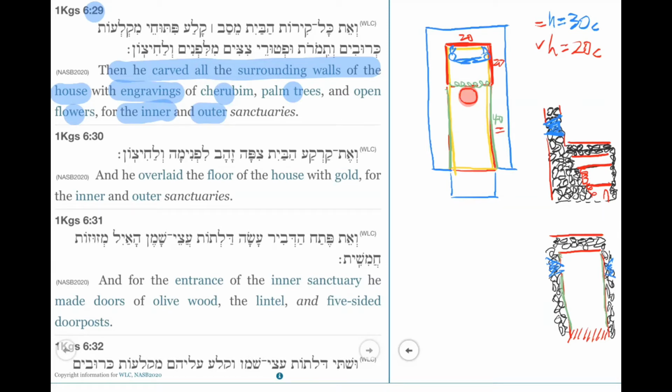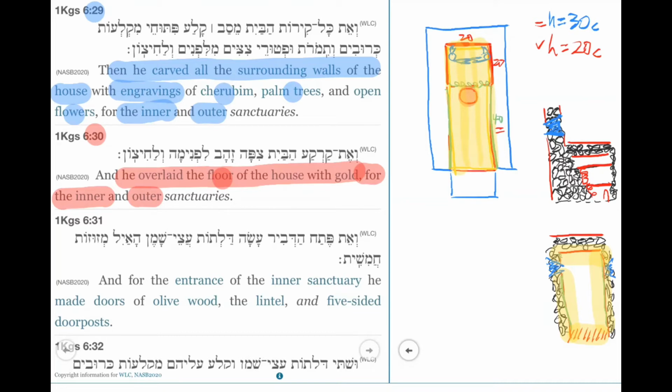Verse 30 says this. He overlaid the floor of the house with gold for the inner and outer sanctuary. Recall, the floorboards are made of cypress, and now it's all gold. So it's gold all over. Gold all over. So what you would probably see is this would be gold on the inside and the walls.